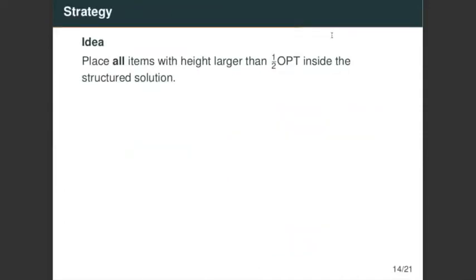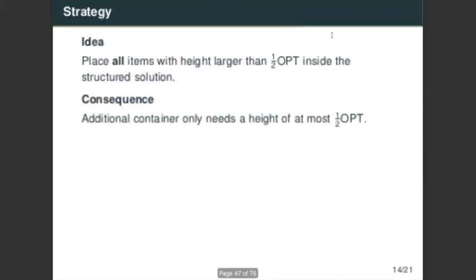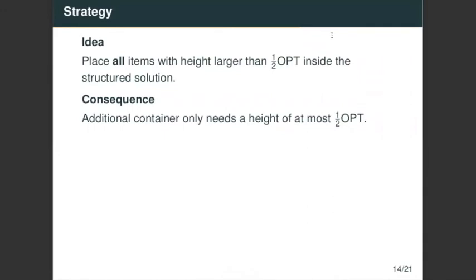Our strategy is somehow different from the approach of Harren et al. The key idea is that we place all the items with height larger than opt/2 inside the structured solution. Now the unpacked items have height less than opt/2, which results in the additional container only needing a height of at most opt/2. Recall that for the approach of Harren et al., this extra container had height opt.